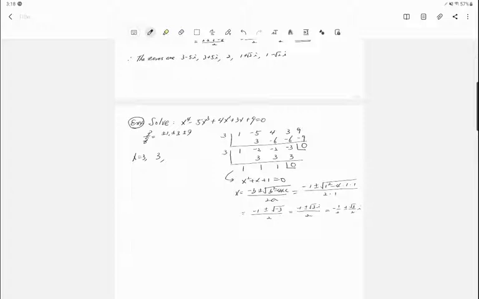Multiplicity is 2. And then 2 complex solutions. One is negative 1 over 2 plus square root of 3 over 2 i. And another one is negative 1 half minus square root of 3 over 2 i. Okay.